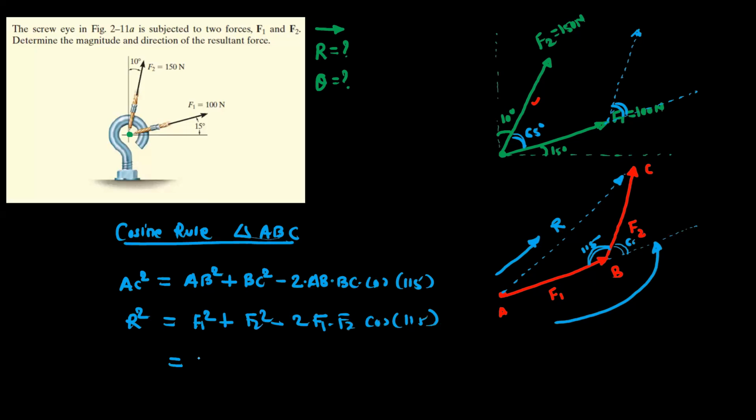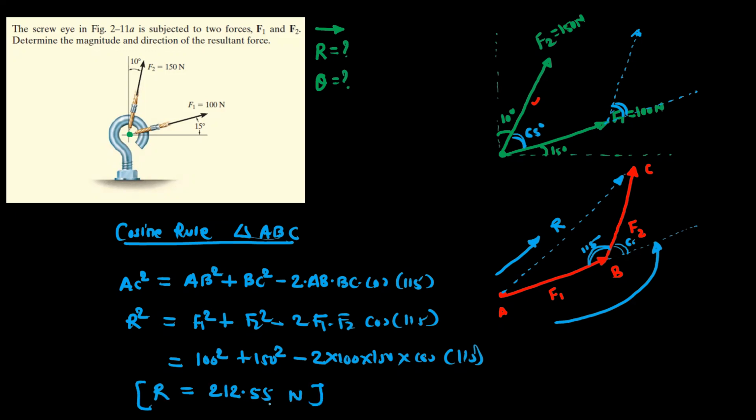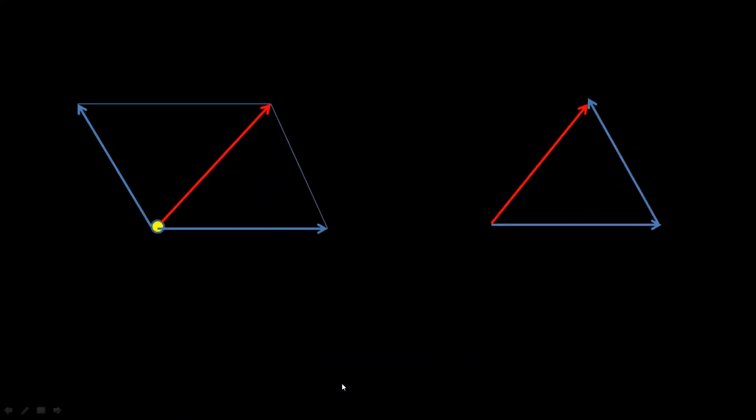F1 is given, F2 is given. So this is 100 square plus 150 square minus 2 into 100 into 150 into cos of 115. Just solve this and get the value of the resultant. If you take the square root of this answer, the resultant is 212.55 Newton. If you compare this answer with the law of parallelogram, we must get the same answer. So you can check the answer with the law of parallelogram.